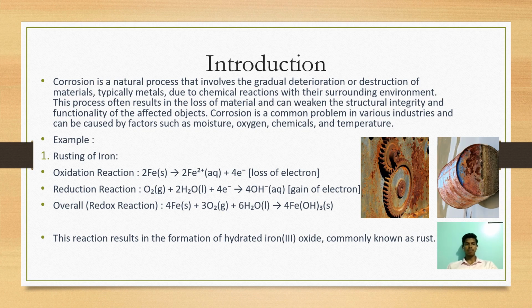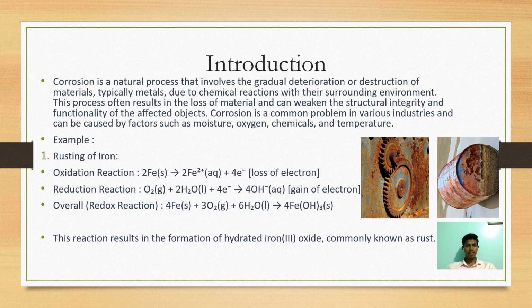So, coming to the introduction part, corrosion is a natural process that involves gradual deterioration or destruction of materials due to chemical reactions with their surrounding environment. This process often results in the loss of materials and also can weaken the integrity and functionality of an object. Corrosion is a common problem in various industries and can be caused by factors such as moisture, oxygen, chemicals, and temperature. And we know the basic example is rusting of iron.